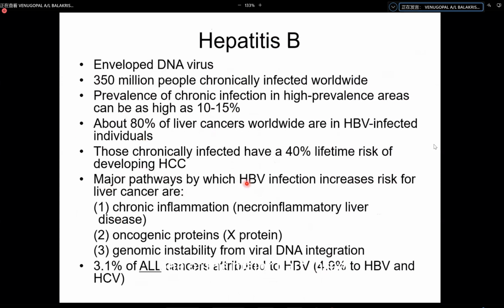One of the major pathways by which HBV infection increases risk, sorry, for the liver, are chronic inflammation, an oncogenic protein they term the X protein, and genomic instability from viral DNA integration. If you look at the last bullet there, 3.1% of all cancers are attributed to HPV, 4.9% to HBV and HCV. Okay.